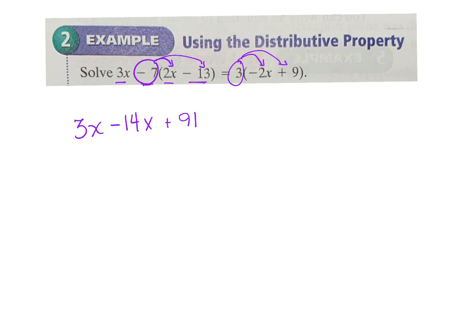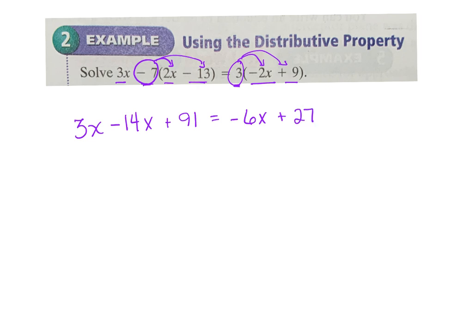We're going to continue a little bit, right? On the right-hand side, I'm going to distribute positive 3 to negative 2x is negative 6x. And then positive 3 to positive 9 is 27.